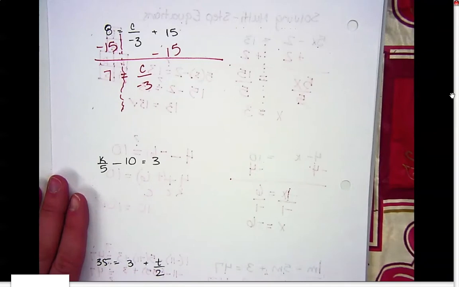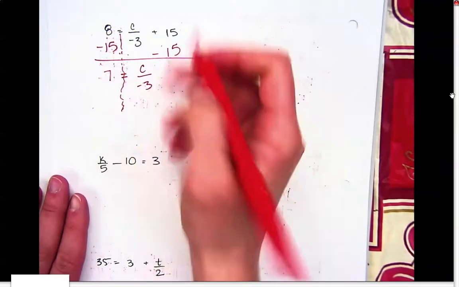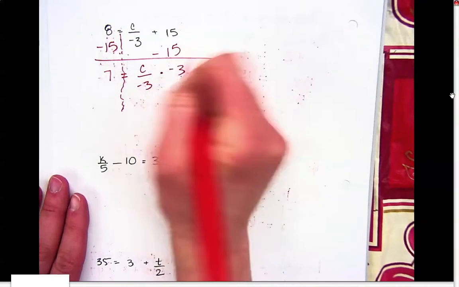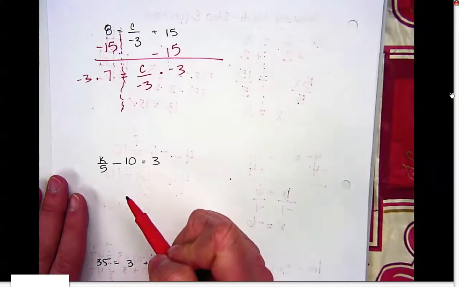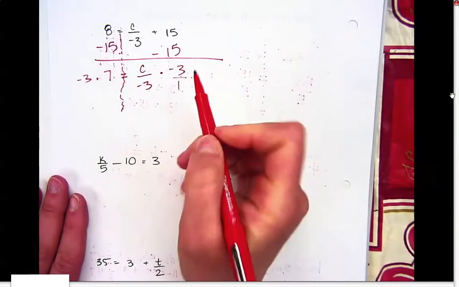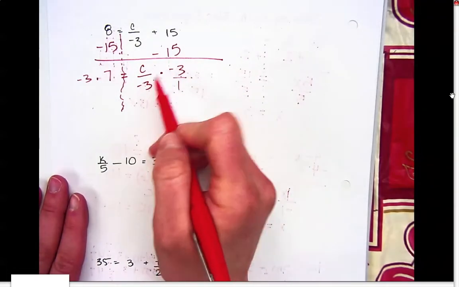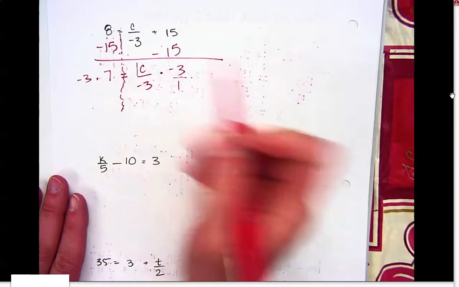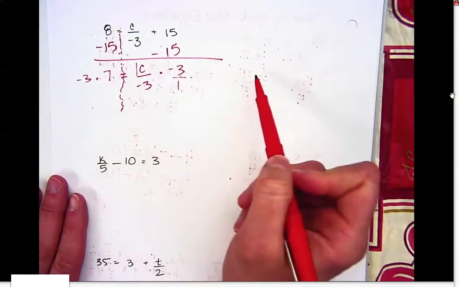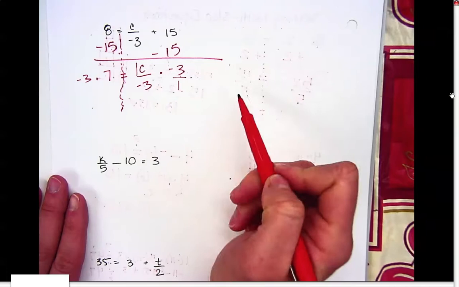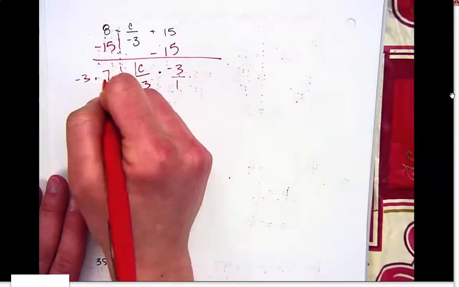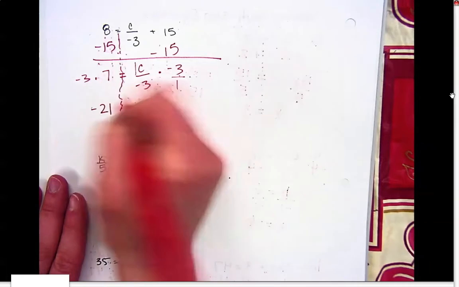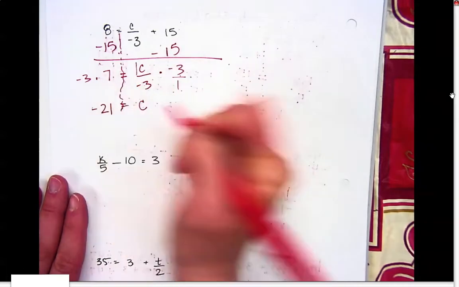I'm going to multiply by negative 3 because the c is being divided by the negative 3, and that's what I'm trying to get rid of. So I multiply both sides by negative 3. And this is really negative 3 over 1. These are going to cancel out because there's really an invisible 1 here. 1 times negative 3 is negative 3. Negative 3 times 1 is negative 3. Negative 3 over negative 3 is 1. Negative 3 times 7 gives me negative 21 equals c.